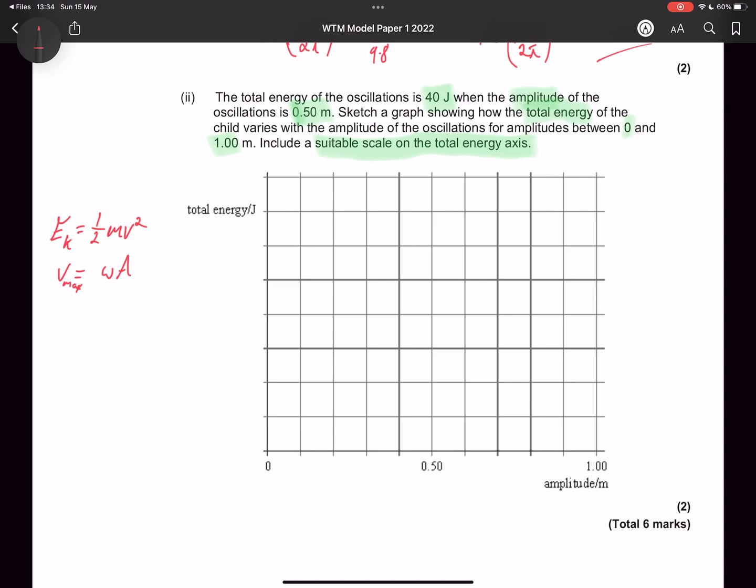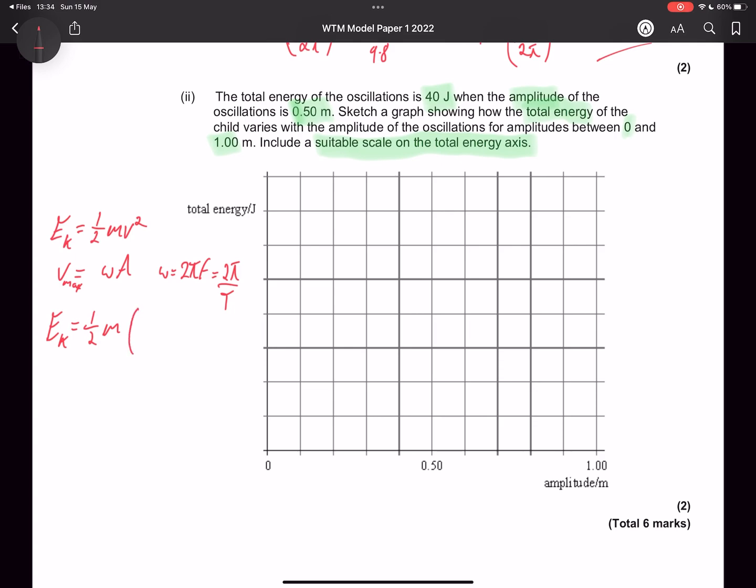So omega we are given as being 2 pi f on the datasheet. That again doesn't seem like it's very useful to us, but remember, frequency is 1 over time period, which we are given, and it is something we care about and want to find out. So this is a form of the equation that will be useful to us. If we plug everything in, we end up with a new equation for kinetic energy: a half times mass, and then in brackets 2 pi over T multiplied by A, the amplitude, and then close the bracket and square it.